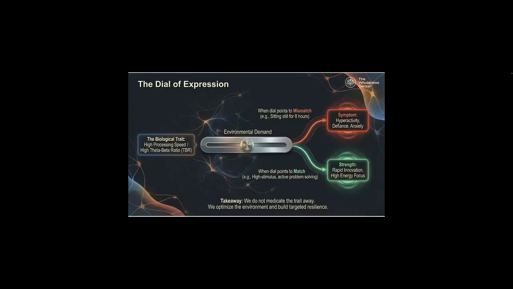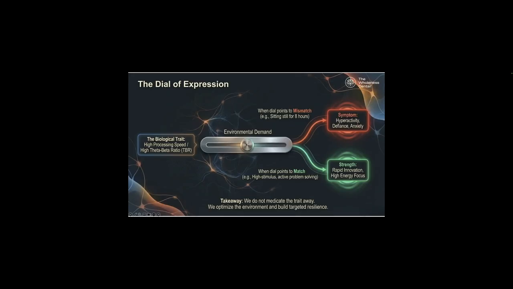So here's another example. We have an individual with, say, a high processing speed, which we can measure. We talked about that. We have someone with, say, a high theta beta ratio. We talked about that. And we put an environmental demand on them that requires them to sit still for 8 hours. Now, who does that sound like? That kind of sounds to me like a GT kid, like a kid who's got high processing speed, high theta beta ratio, and they're forced to sit still in school for 8 hours. And then we call them hyperactive, defiant, or anxious.